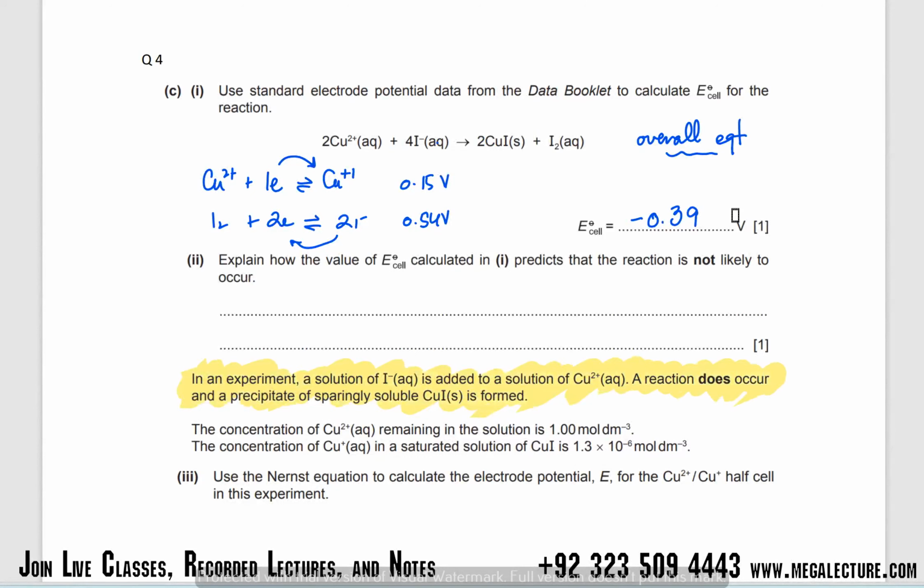Now can you explain to me that he's saying in an experiment a solution of I minus 1 is added to a solution of Cu2 plus, a reaction does occur and a precipitate of sparingly soluble CuI is formed. So he's saying that in an actual experiment, a reaction actually happens, even though it's not feasible. So based on the information that's provided over here, why do you think in reality you get a reaction?